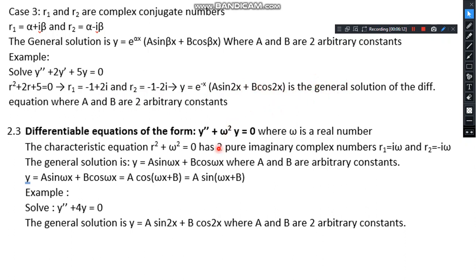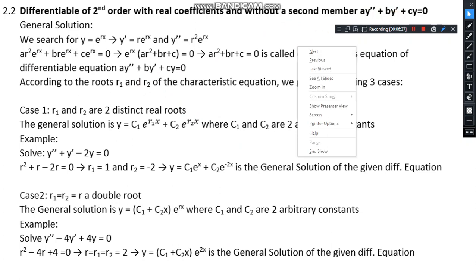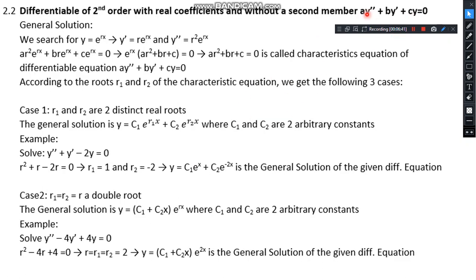Now, if you have the second order equation of the form y'' + w^2 y = 0, here w must be positive, where w is a real number. It must be positive. You cannot have it negative. If you have it negative, it will be different. You go and do this one. It will be ay'' plus by'. Okay, now I'm talking, sorry, you do ay'' + cy = 0, you do this one.